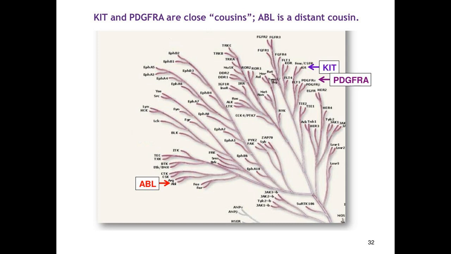This is just a tree. It's a family tree of proteins, in particular tyrosine kinases. And I'll just show you this to indicate that KIT and PTGFRA are on nearby branches. They're very closely related proteins and genes. ABL, the protein that is expressed in leukemia and for which imatinib was developed, is quite far away on this family tree. It's still related, but it's a distant cousin, whereas KIT and PTGFRA are very close cousins.